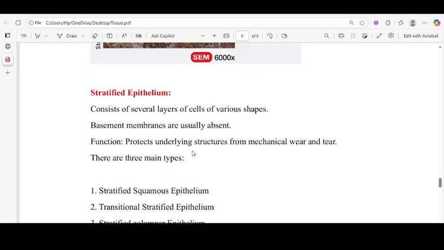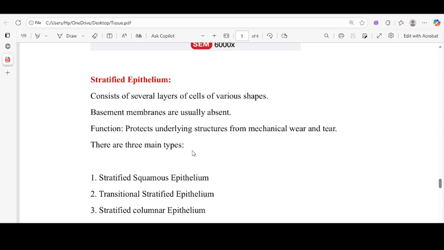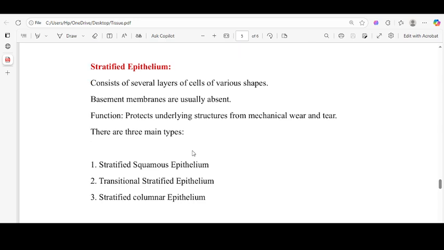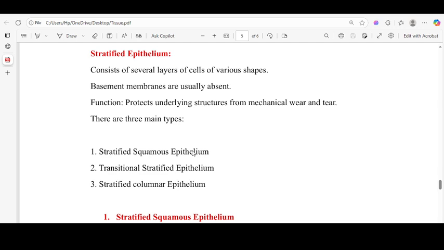And second is stratified or compound epithelium tissue. Stratified means several layers of cells, more than one layer, and that is called stratified epithelium tissue. A basement membrane is usually absent in this type of stratified epithelium tissue. And the function is to protect the underlying structure from mechanical wear and tear. That's the main function.